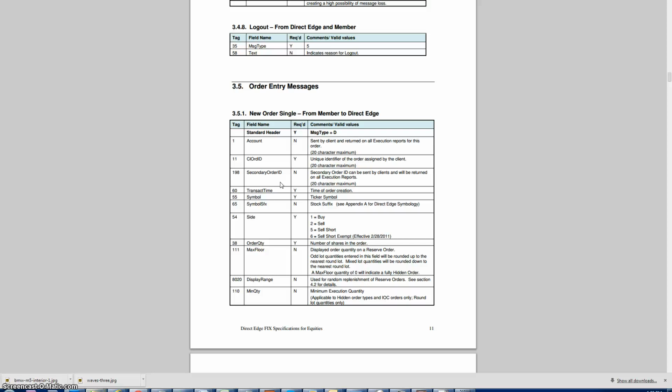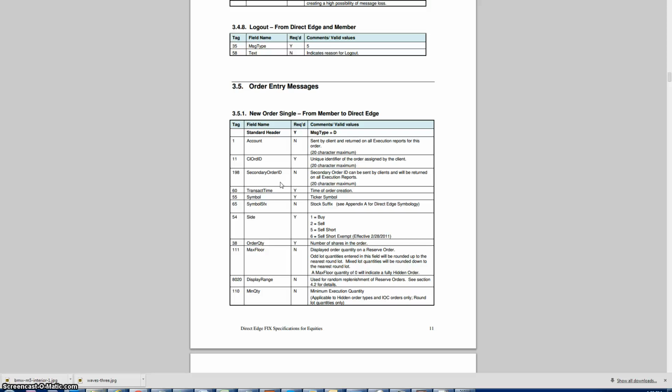So moving right along, symbol, very popular. It's all about symbols, right? You're trading securities, want to know which security. Symbol suffix. So sometimes you have something dot something, right? So that's where you can have that. You can have the symbol in 55 and the suffix for that symbol in 65. Side, very common. Buy or sell short exempt, very, very popular. 38, how many shares, how many contracts, you need to know that.